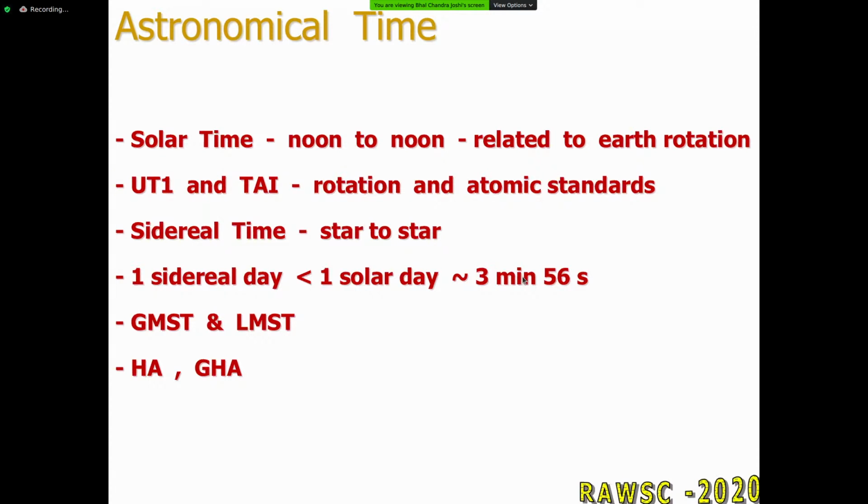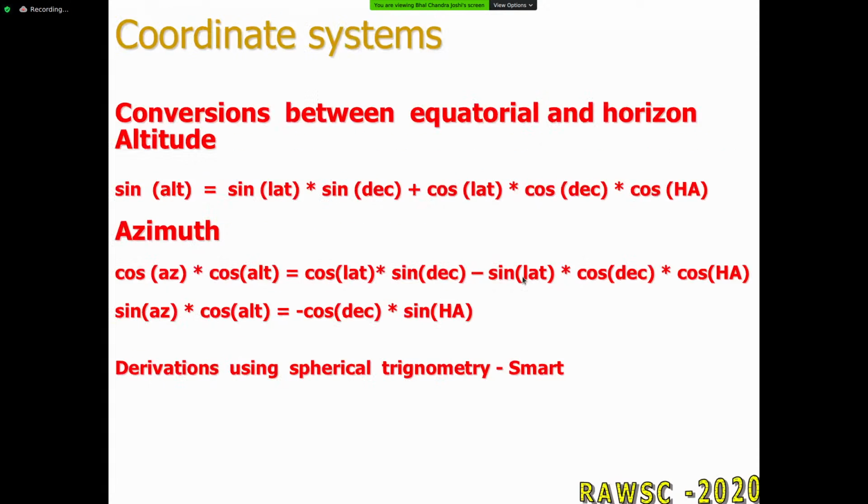And if you know the right ascension of the star and you know the sidereal time, the difference between the two is called the hour angle, which can be negative or positive. And as the earth rotates, the hour angle is going to change. So we have implicitly put the time in the hour angle, and that is what goes in these coordinate transformations here to get the altitude and azimuth.